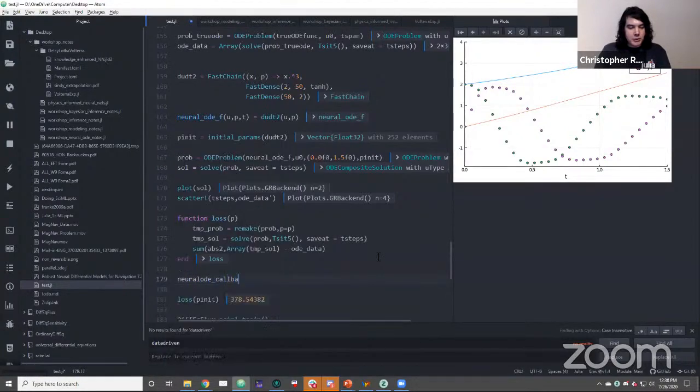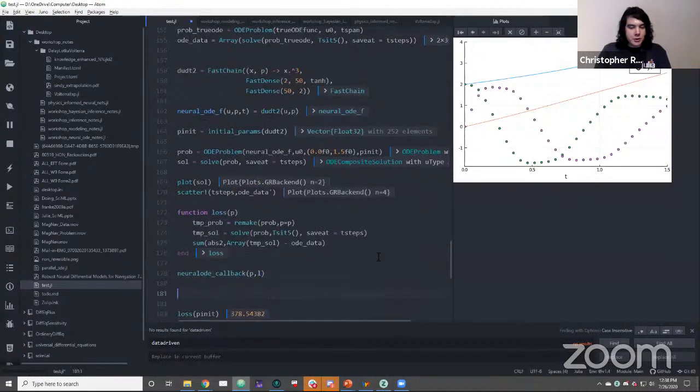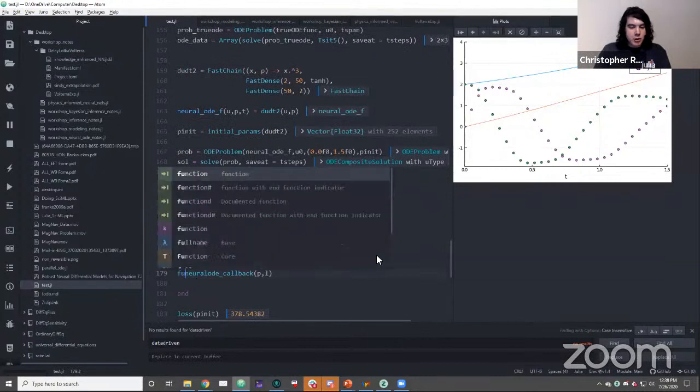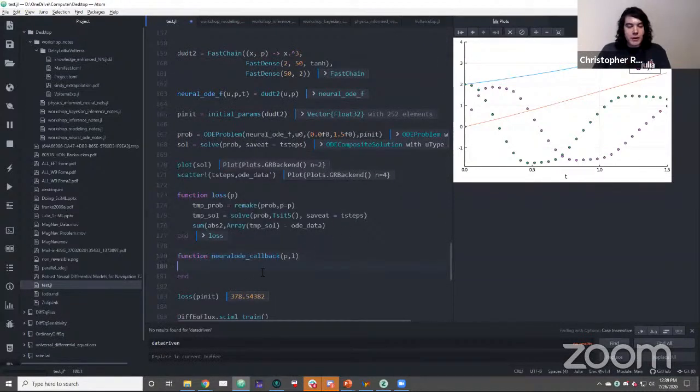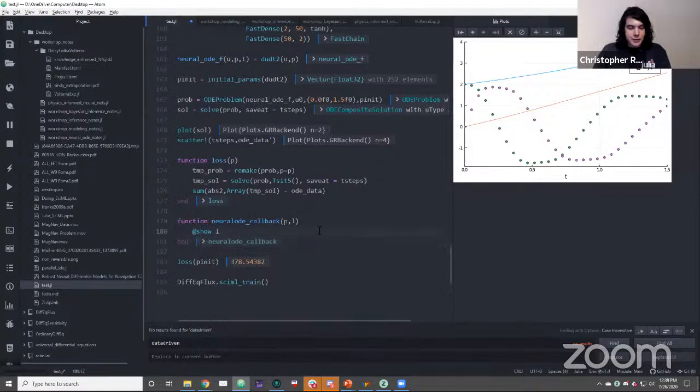callback. So my callback is just going to be a function of the parameters and the loss here. And what I want to do for this callback, right? So remember this training callback lets me print things and plot things when I train. Here, what I want to do is first just show the loss, just to be able to get a feel for how it's training.